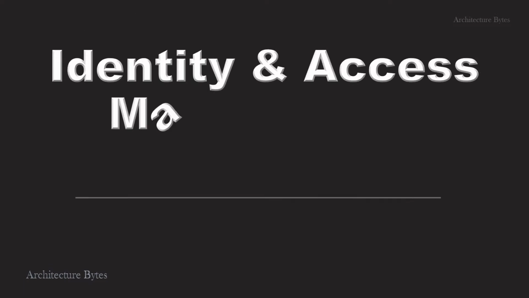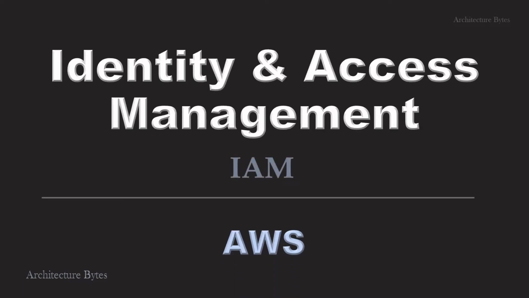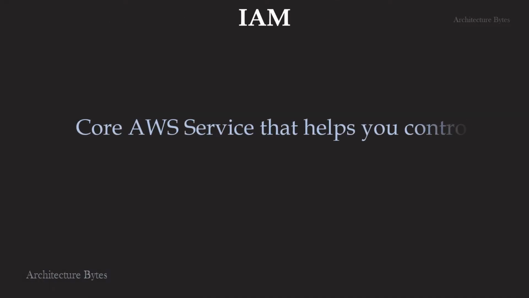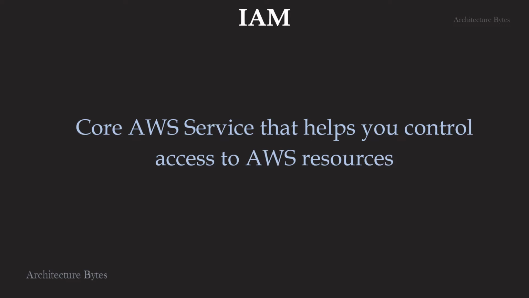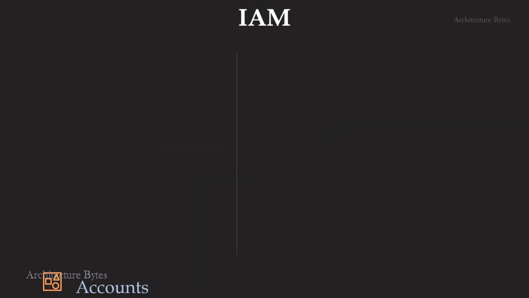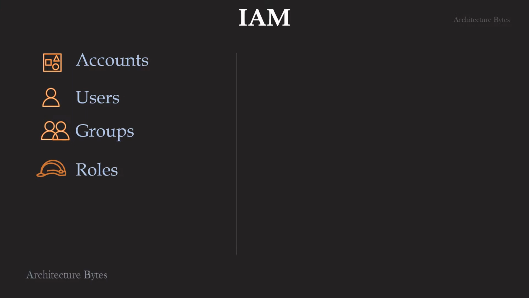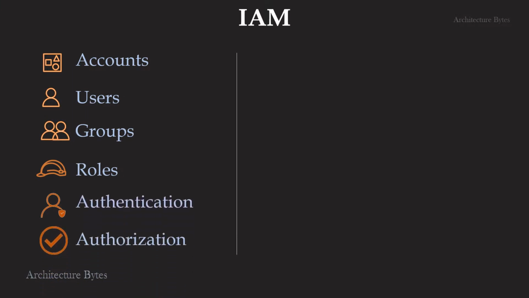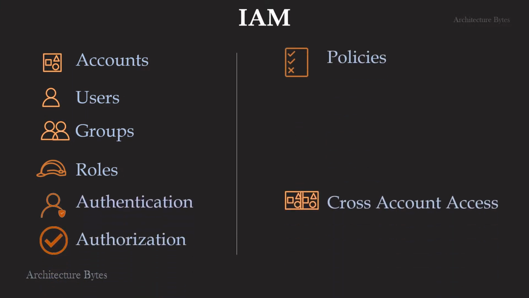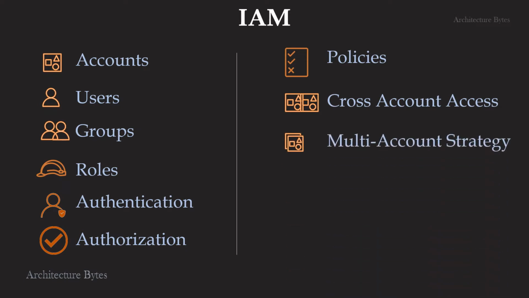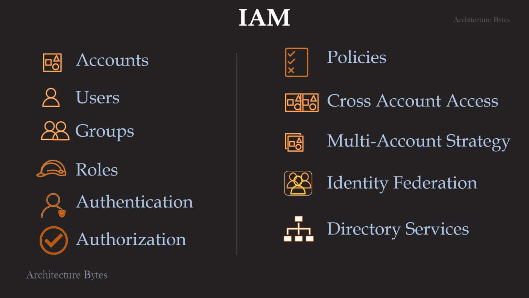Identity and Access Management on AWS. IAM is a core AWS service that helps you control access to AWS resources. We will go over the following IAM related features: accounts, users, groups, roles, authentication, authorization, policies, cross-account access, multi-account strategy, identity federation, and directory services.